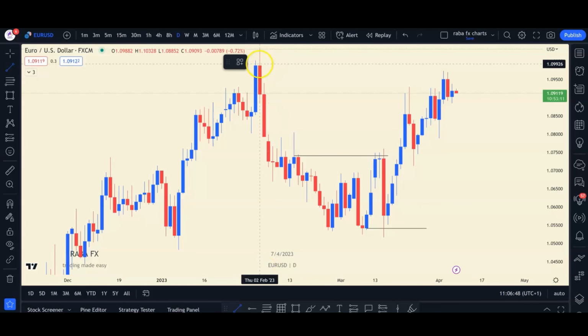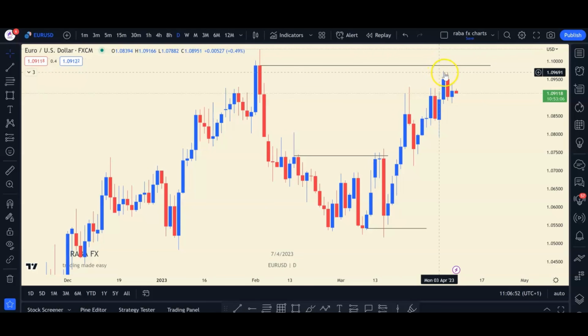Another area where I'm watching currently is this. Price has not mitigated, so this high here is simply an inducement. If price for any reason tries to come up here, I may not be interested in here. Instead, I'm looking at this high for a short to the downside.